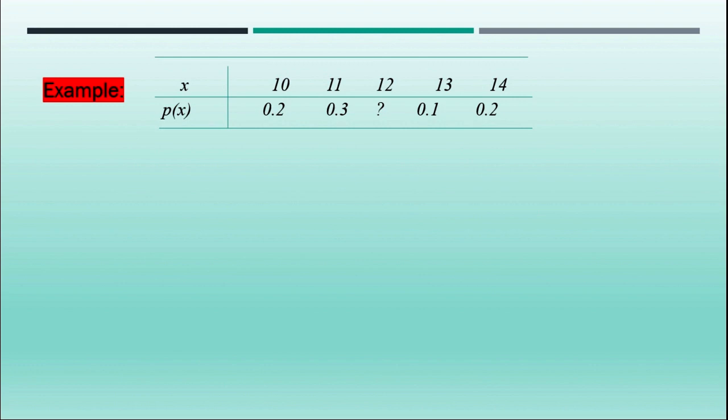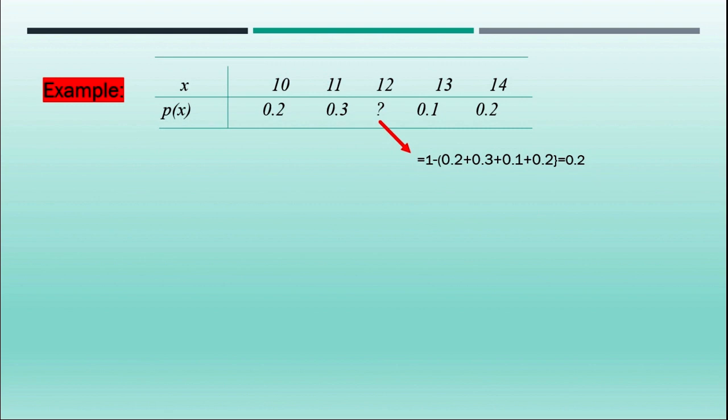Here, x can only be countable numbers 10, 11, 12, 13, and 14. You may notice that the corresponding probability for 12 is missing. Use the property that the summation of all probabilities is equal to 1. You can calculate the corresponding probability, and it will be 0.2.